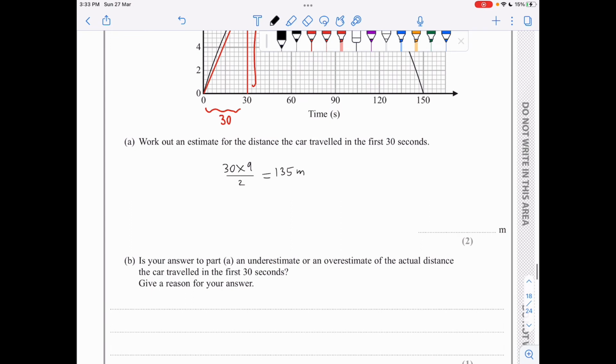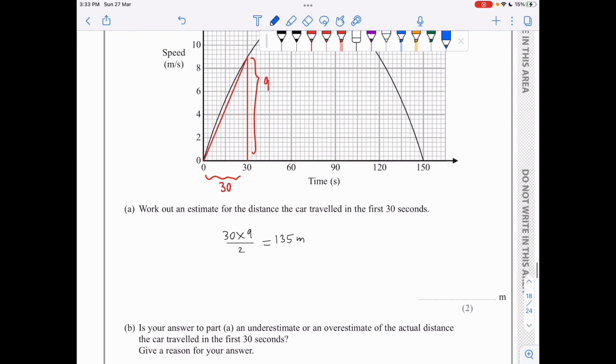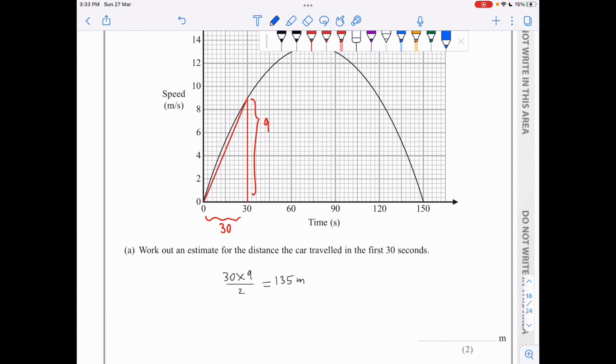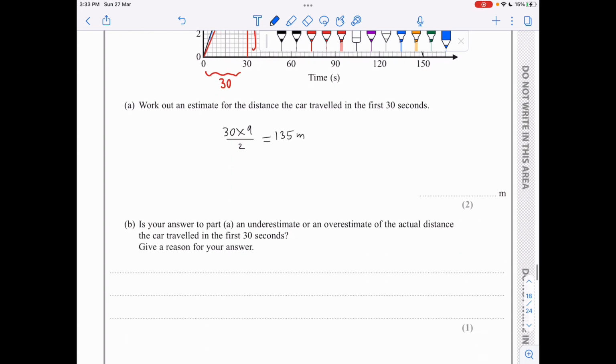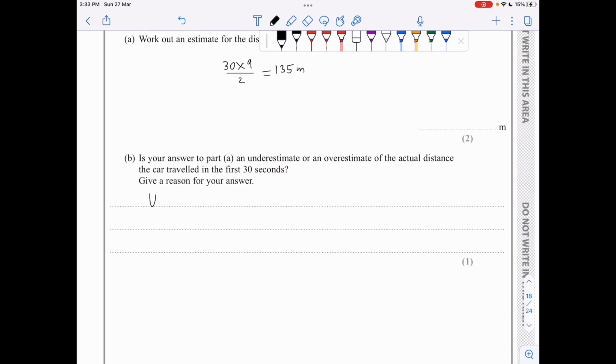Now, is your answer to part A an underestimate or an overestimate of the actual distance? And give a reason for your answer. If you look at the triangle in comparison with the curve, there is some area we are missing out, we haven't been able to capture. So this is area missed, and therefore we got an answer which is less than the exact value, so it's an underestimate. The reason is that the curve bends outwards.